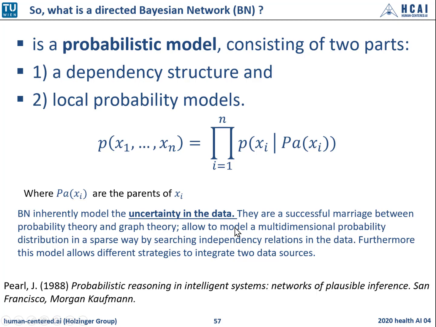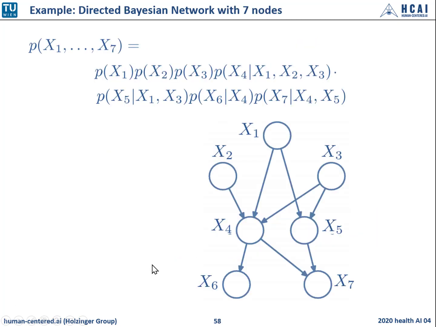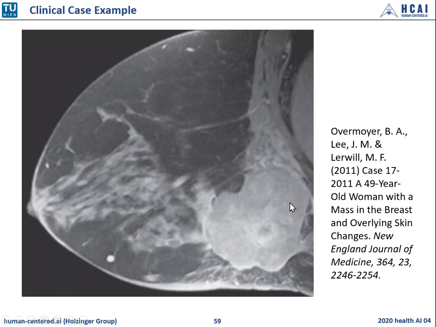And so what is a directed Bayesian network? It is a model of a multidimensional probability distribution in a sparse way by searching independency relations in the data. And this model allows different strategies to integrate two data sources. So example, directed Bayesian network with 7 nodes. So the absence of edges also conveys very useful information. The main question remains, which joint probability distribution does such a graphical model represent? We look at the clinical case example for this.